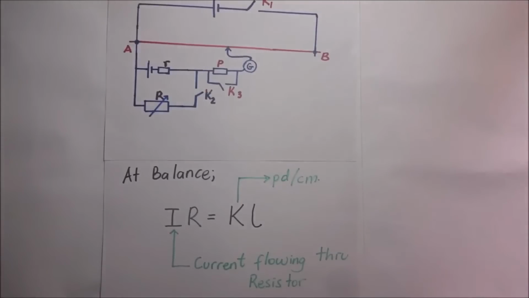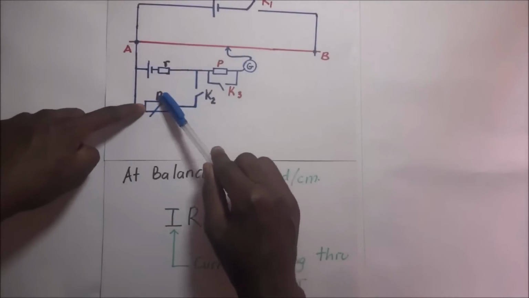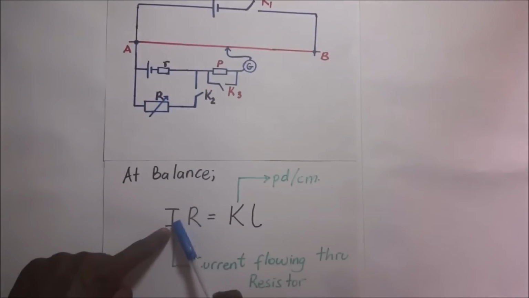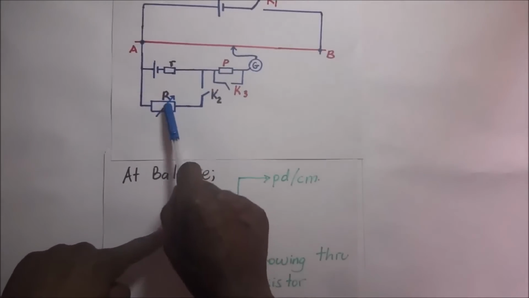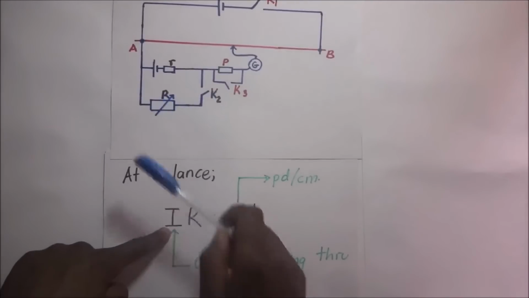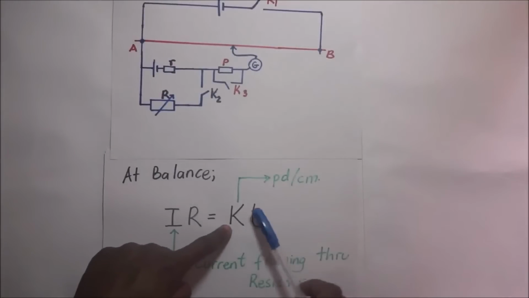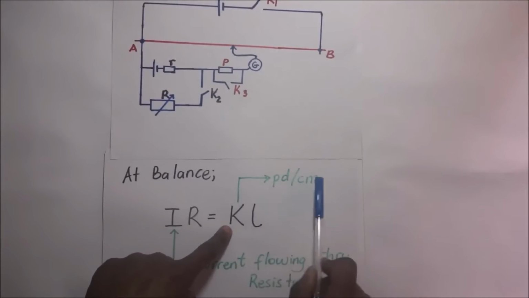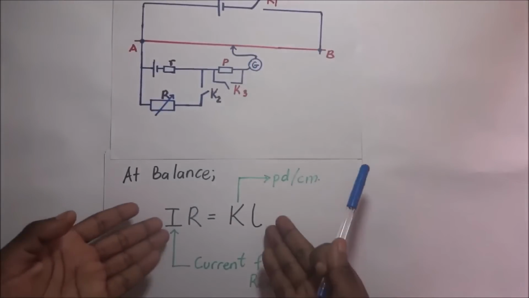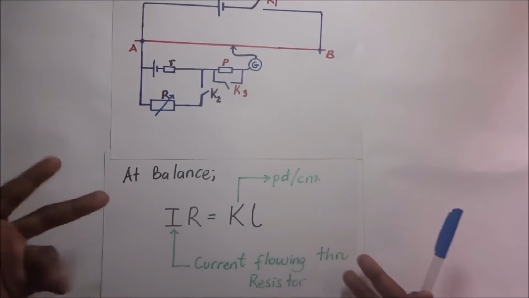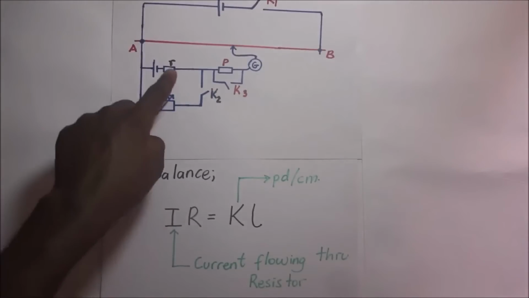So this is what I was saying, that the potential difference across this resistor, now that we've connected it into the circuit, I, which is the current going through this, times R, which is the resistance of this variable resistor, is going to be equal to the potential difference across the balance length, which so happens to be the PD per unit length multiplied by the balance length that we got. So we have our second expression here. Now that we have two equations, we go ahead and find the internal resistance of the cell.